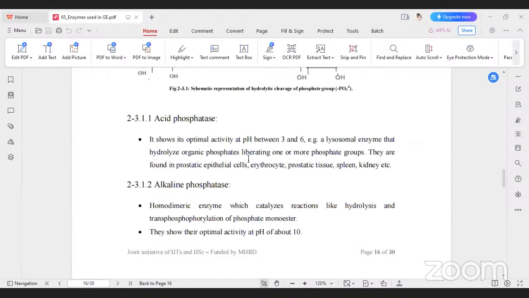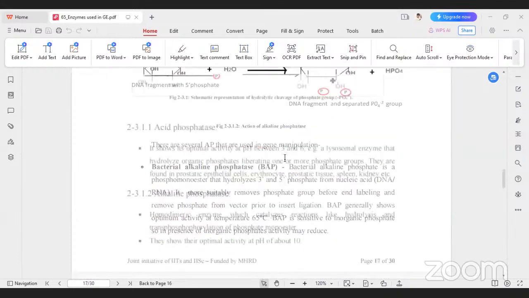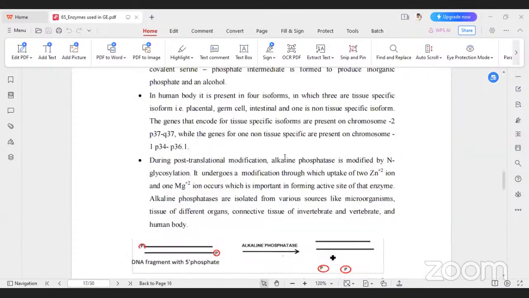And acidic phosphatase and alkaline phosphatase, that is based on the pH level. pH between 3 and 6 is acidic. pH about 10 is the alkaline phosphatase. They're based on the chemical nature. Next one.